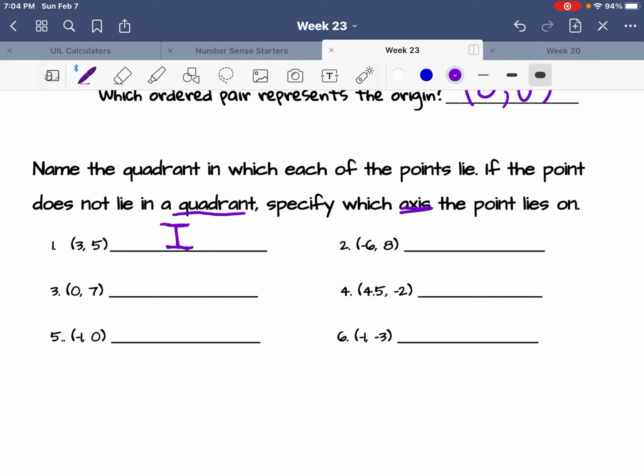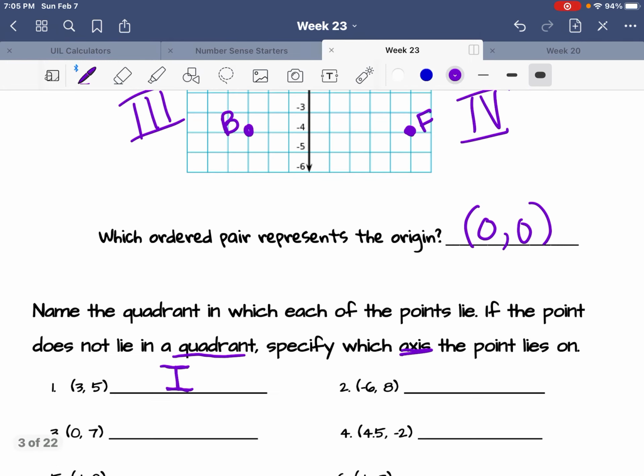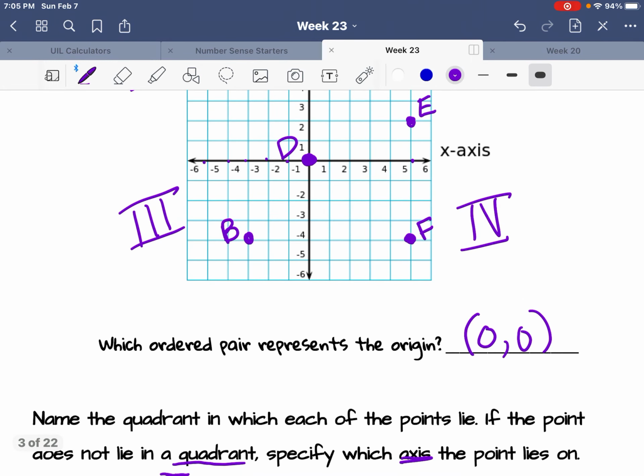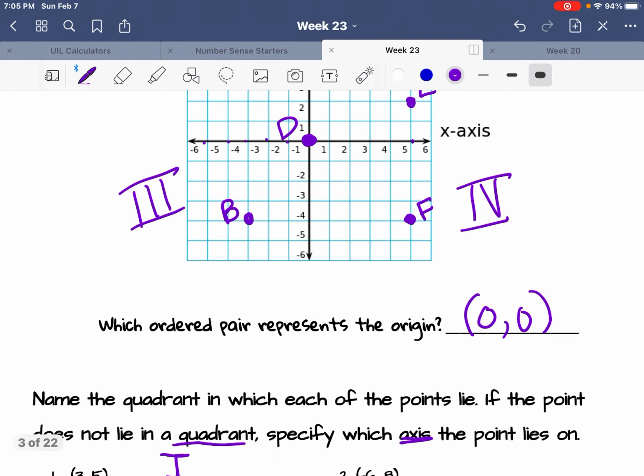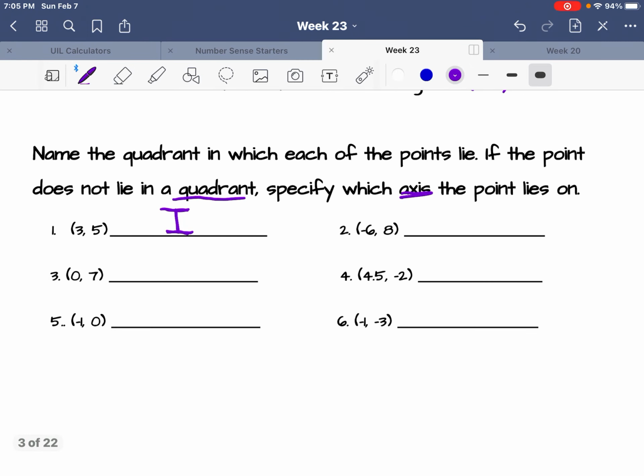So the point (3, 5) would be here in the positive part of the graph, which is quadrant I. When you have two positive numbers as your x and y, it'll always be in quadrant I. The point (-6, 8) will be in quadrant II because it's going to be backwards on the x and up on the y. So that would be in quadrant II.